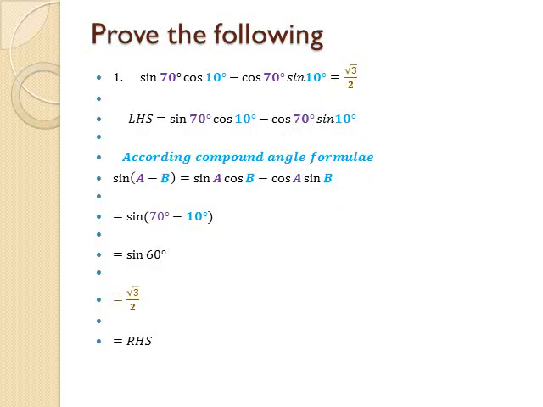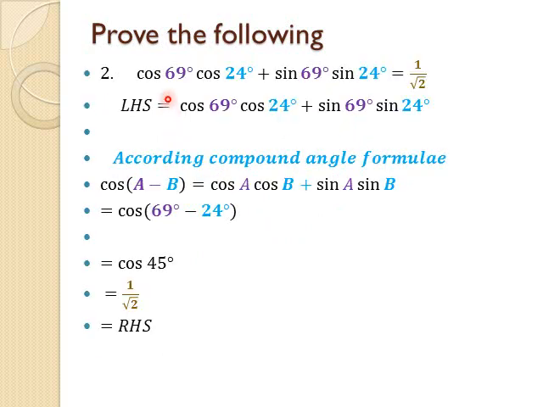Right, problem number 2. Now if we look at problem number 2, they gave me cos 69 cos 24 plus sine 69 sine 24 equal 1 over square root 2. So that's my left hand side. If I take my left hand side there, I must make it look like my right hand side. So according to compound angle formula, cos A minus B equals cos cos plus sine sine. Alright, A is 69 and A there is 69. B is 24 and 24. So only if we have the same angles can we reduce it using cos A minus B.